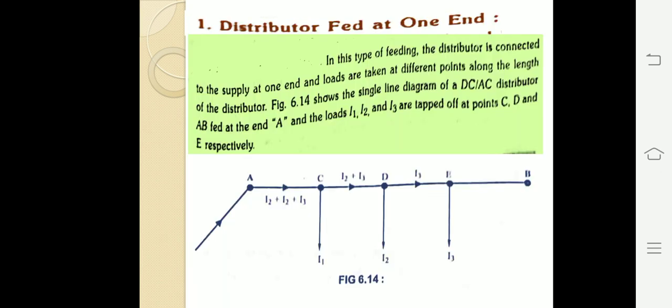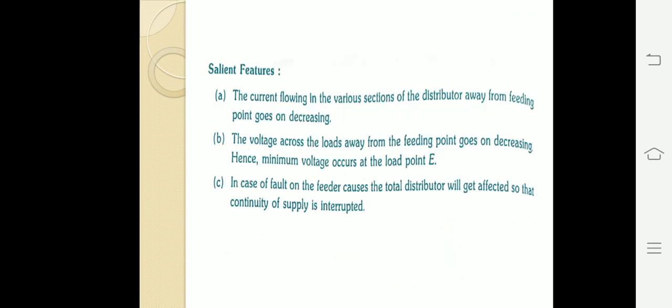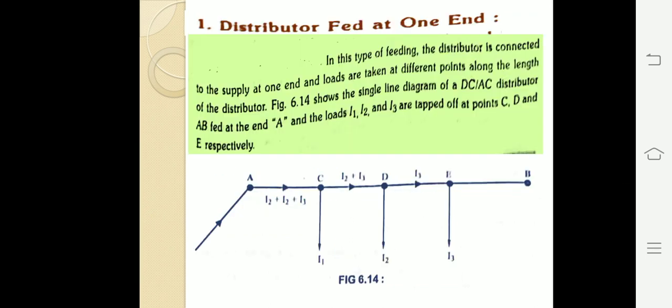So the first thing is the distributor fed at one end itself. Check the diagram here. The schematic diagram is there. Distributor fed at only one end. AB is the distributor, right? From the distributor only we take the loads, right? We tapped off the loads.